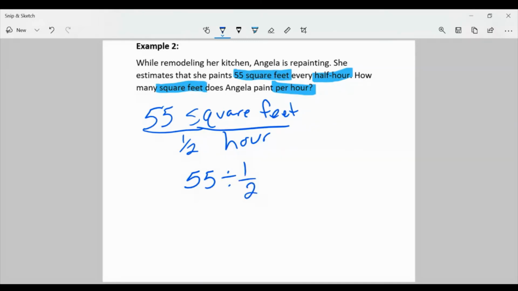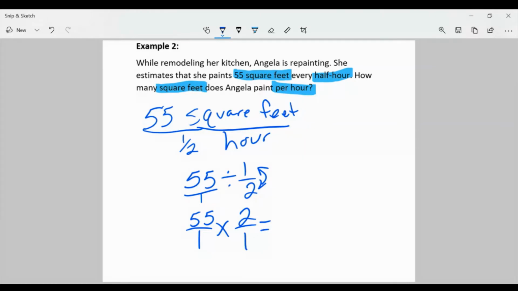Now, 55 is a whole number. To make this a fraction, I would have to make it over 1, right? Because any whole number stays the same when we put it over 1. Now from here, I'm going to multiply by the reciprocal. So my first fraction is going to stay the same, and I want to multiply by the reciprocal of the second one. So we flip it.